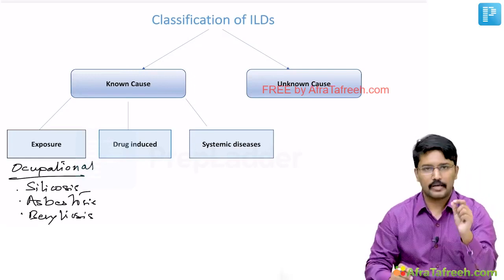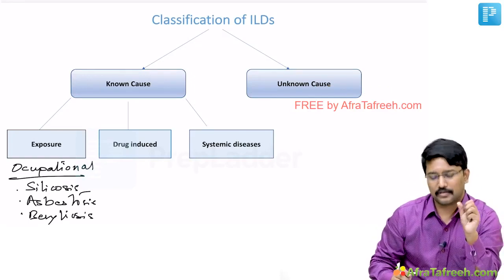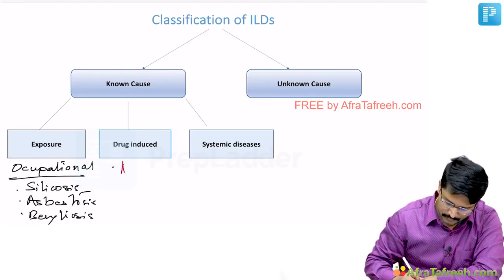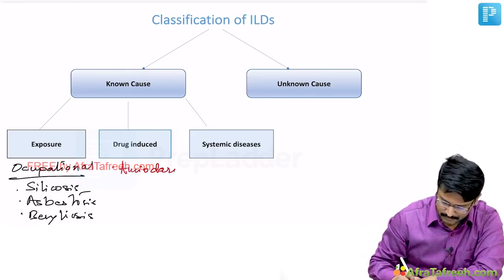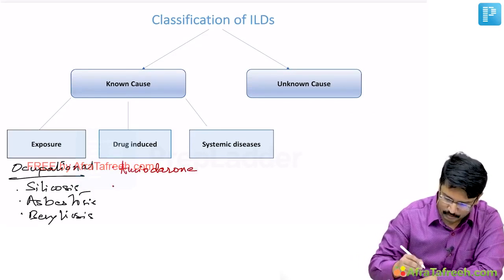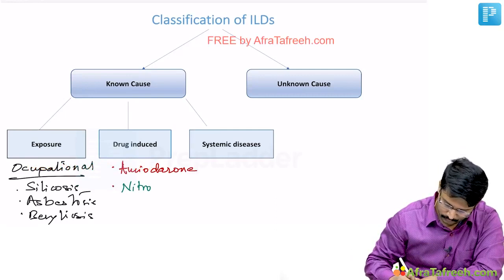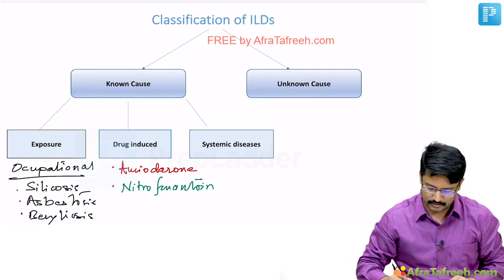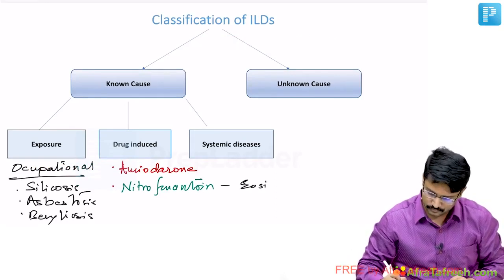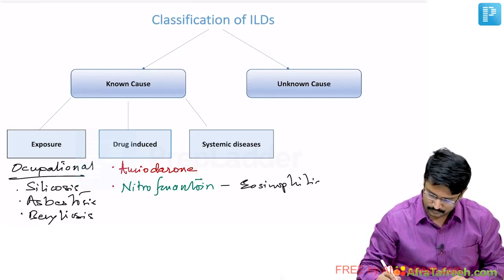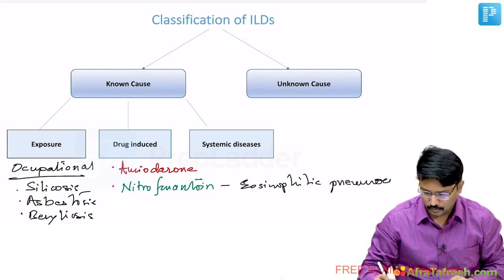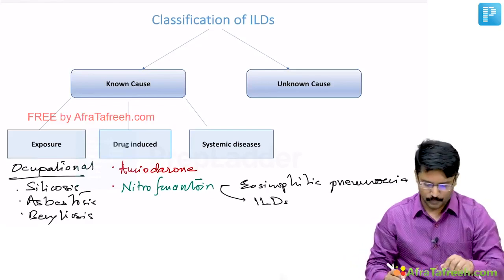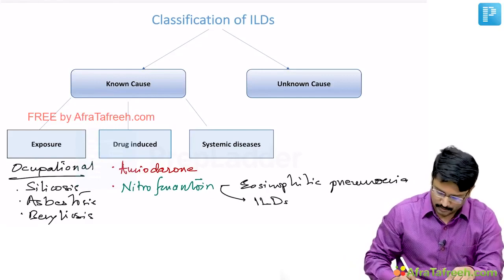and many more. Interstitial lung diseases can also be drug induced, and this is an important MCQ point. Very frequently we see amiodarone induced interstitial lung disease. Second important drug you must remember is nitrofurantoin. This nitrofurantoin can cause eosinophilic pneumonia, and can also cause interstitial lung disease.